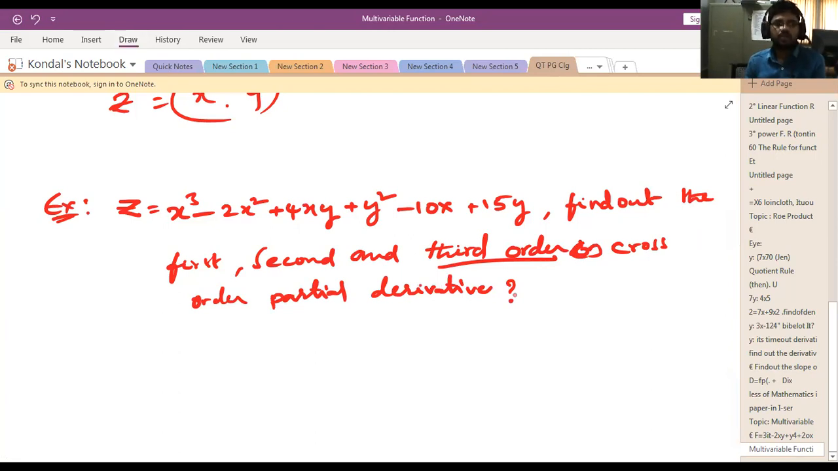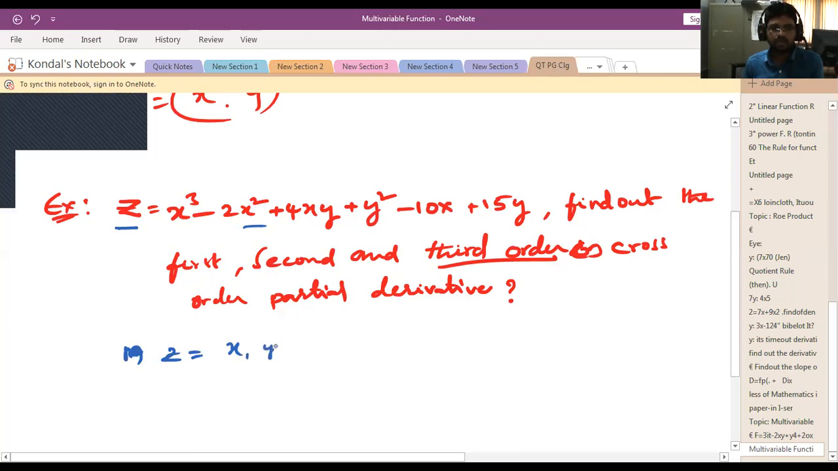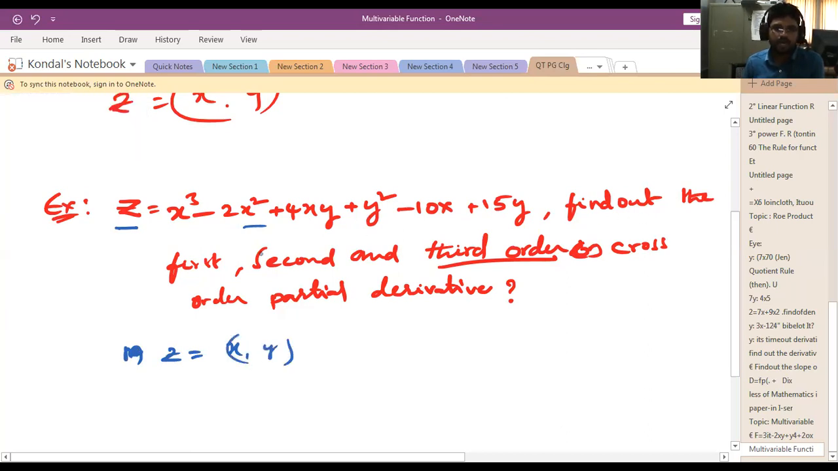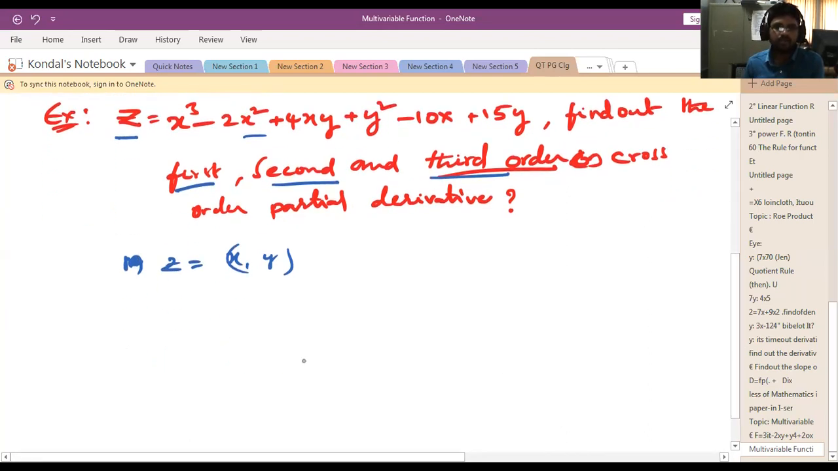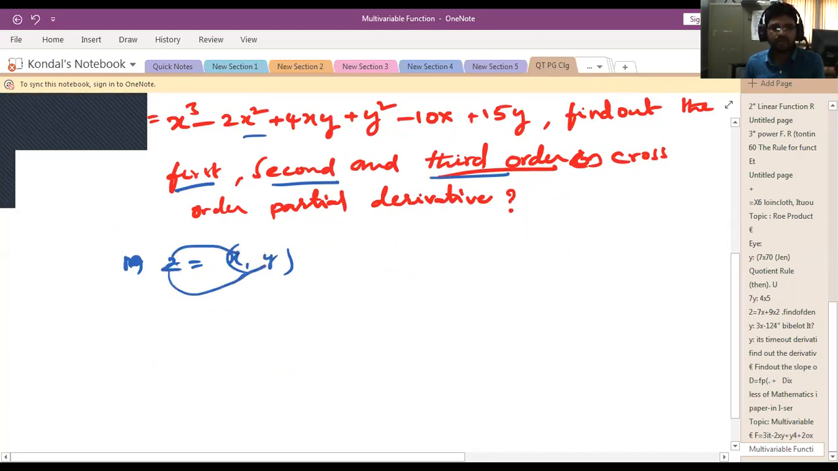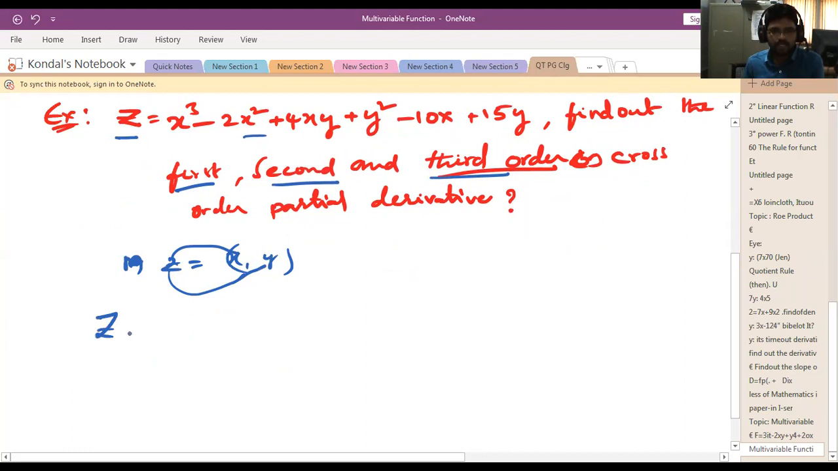Here they are asking the question: z is equal to x cube minus 2x square plus 4xy plus y square minus 10x plus 15y. Here this is a multivariable function, z is equal to a function of x comma y. So we need to find out the first order, second order and third order. What is meant by first order? The first order is nothing but z with respect to x and z with respect to y. That is called zx.